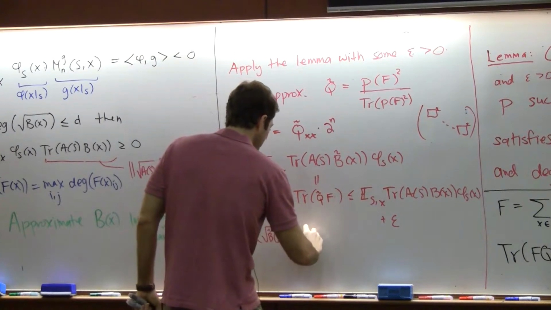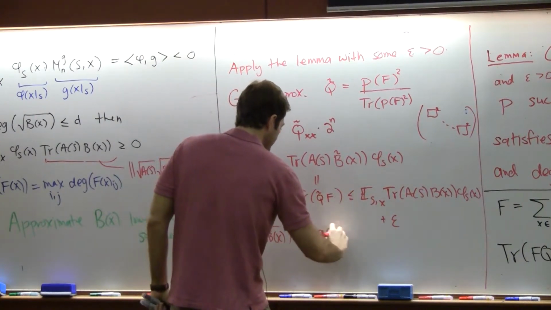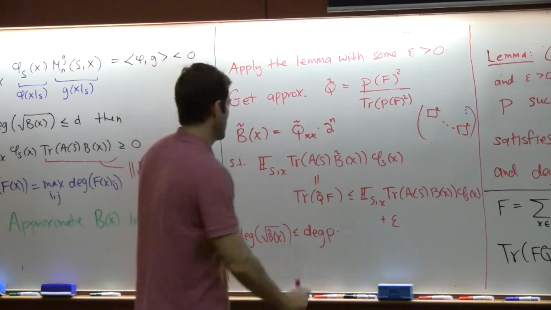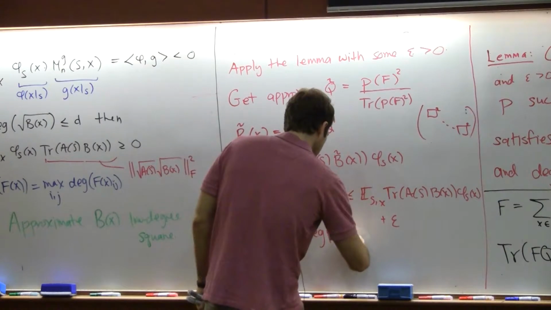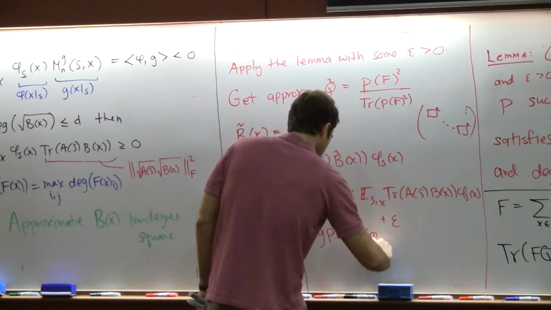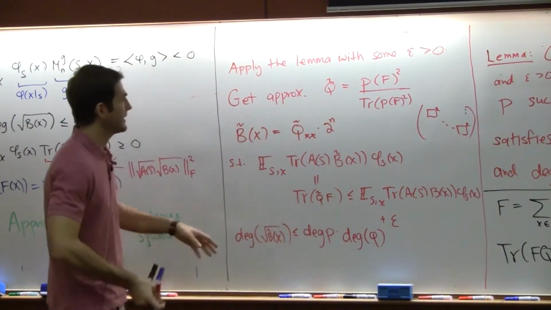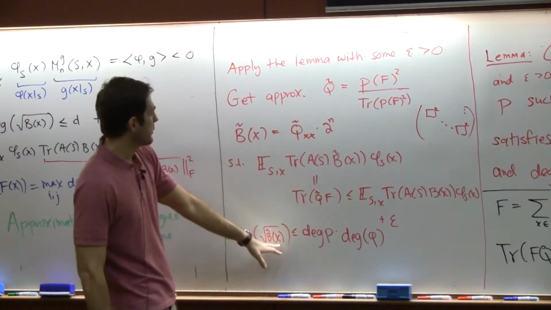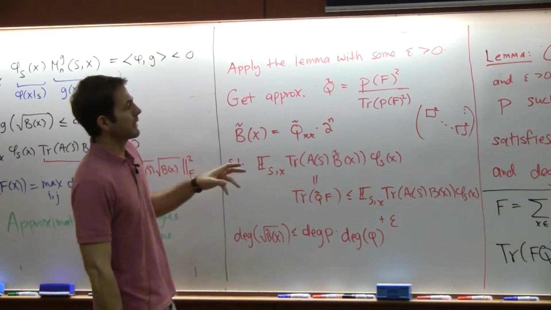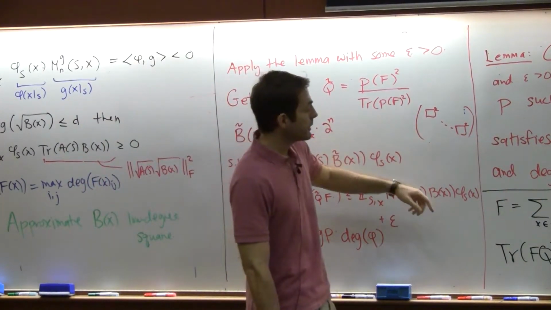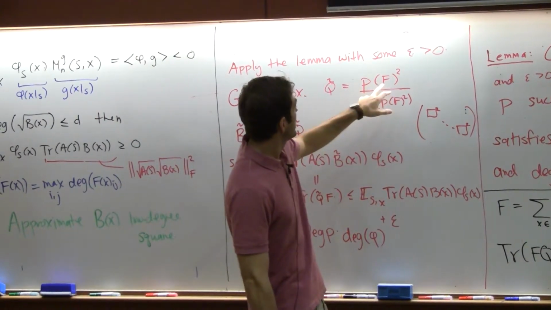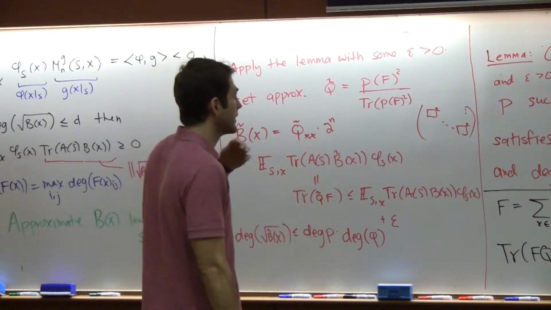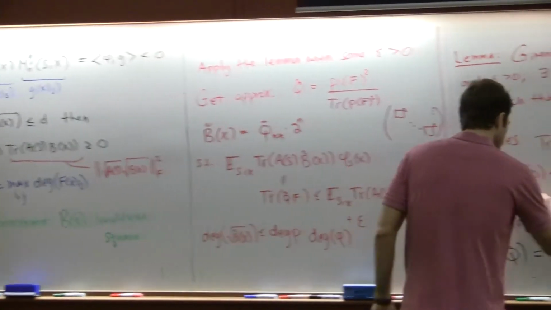It's at most the degree of P times the degree of phi. P is a function of f. But the degree is the maximum over the degrees of the blocks, so let's just consider one block. One block corresponds just to looking at this thing.